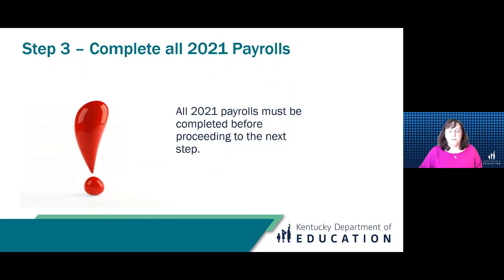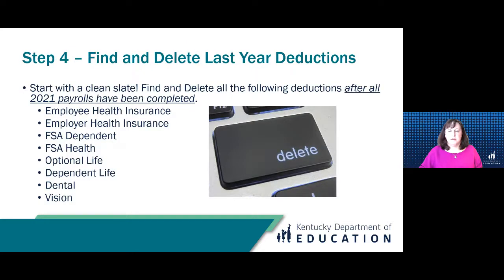The third step would be to complete all your 2021 payrolls. That's pretty straightforward. Once all your 2021 payrolls have been completed, you can go about finishing the rest of the open enrollment process. I like to say start with a clean slate. MUNIS offers a very easy way to find and delete deductions in the employee deduction program. So before you do anything else, why don't you go ahead and delete those deductions.